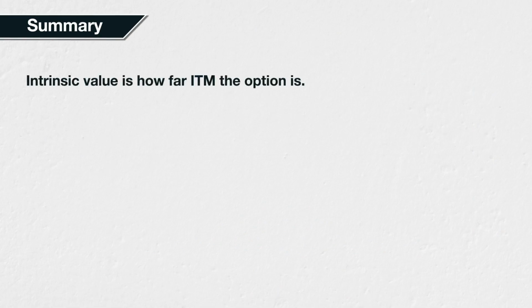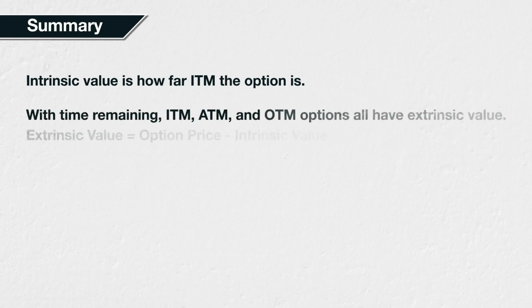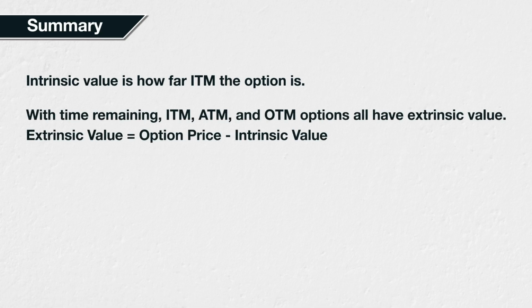That's quite a few charts for one lecture, so let's recap the important points to remember. Intrinsic value is how far in the money the option is. Only in the money options have intrinsic value. As long as there is some time remaining before expiration, then in the money, at the money, and out of the money options all have extrinsic value. The extrinsic value is equal to the option price minus the intrinsic value.